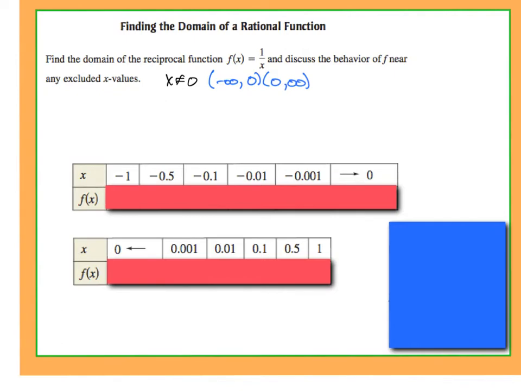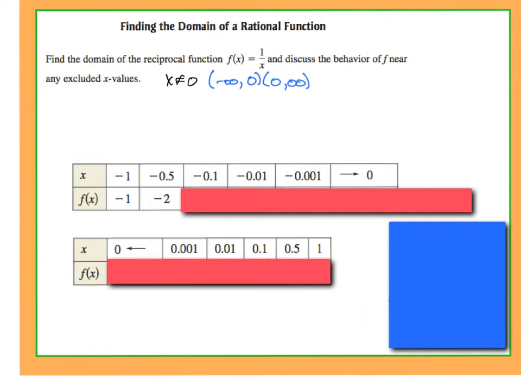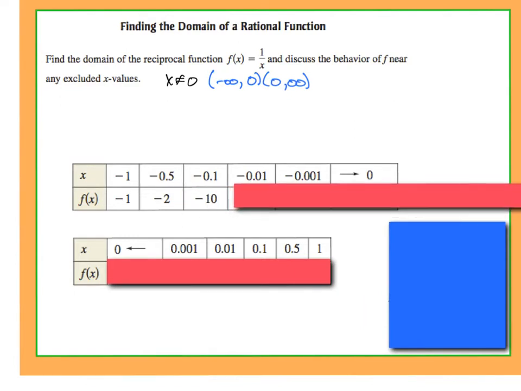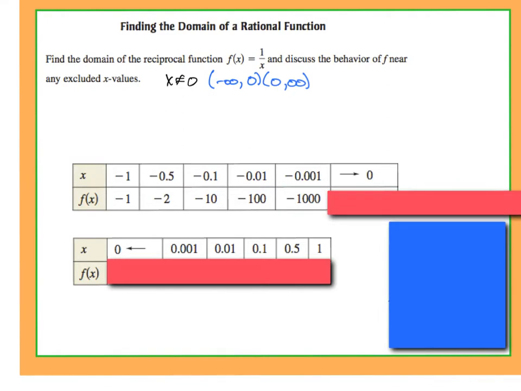So we're going to approach x equals 0 from the left, and we're going to approach it from the right. If I substitute a negative 1 into this function, what do I get? I get negative 1, right? It's not a trick question. If I substitute a negative 1/2, what do I get? I get negative 2. If I substitute a negative 1/10, what do I get? Negative 10. Negative 1/100 is what? Negative 100, and so forth and so on. What's it doing? It's going really far down. So when it gets to 0, it's going down from the left.